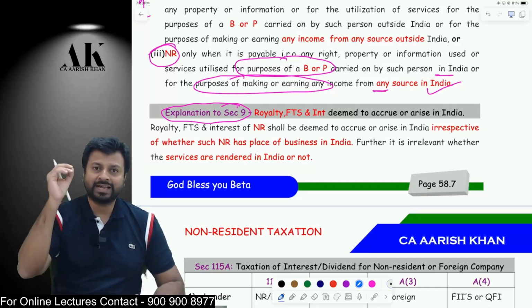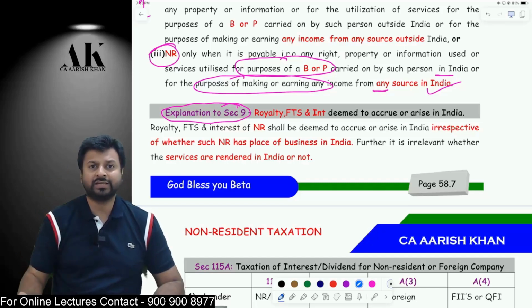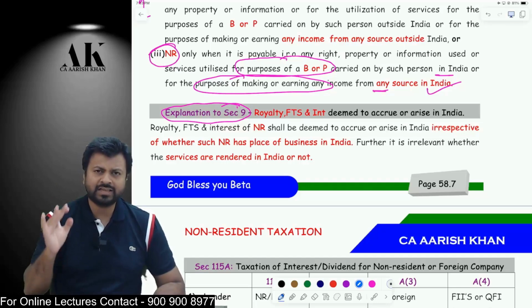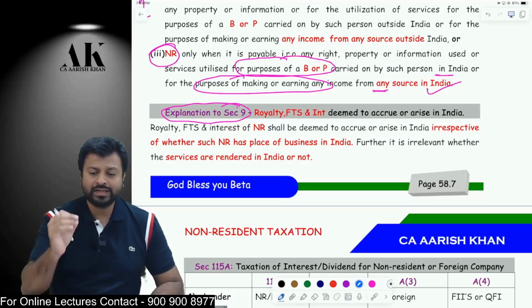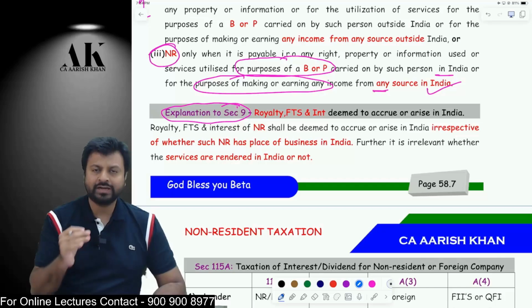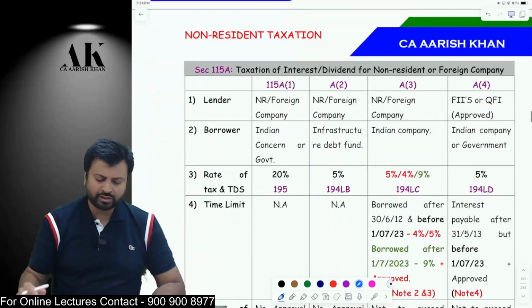These three incomes are taxable the moment the services are utilized in India. There is no need to have a permanent establishment or business connection in India. Further, it is not relevant that the services should be rendered in India to tax these incomes of non-residents in India. The services may be rendered outside India, but the services should be utilized in India. Utilization of services in India is important. Where the services are rendered is not important in these cases.